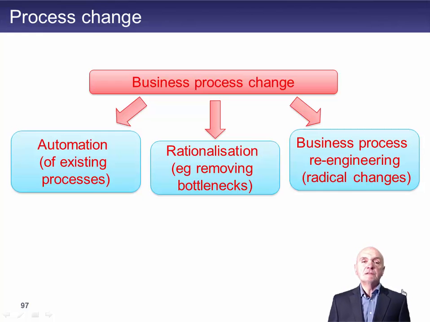There are a number of ways in which change can be categorized. And the first here deals with automation, rationalization, and business process re-engineering. And it's really just putting labels on almost the degree of change, the seriousness of the change. So first of all, there is automation. This is of existing processes. An example of automation is simply having your wages and salaries calculations done by computer.